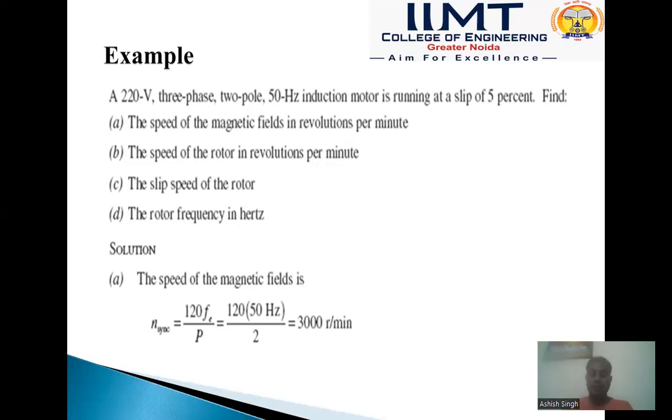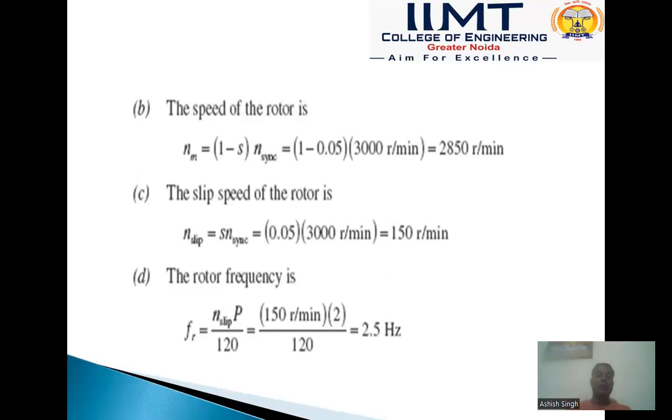After computing this value, we have to calculate the speed of the rotor in revolution per minute. We know that the formula for speed of the motor equals (1 minus s) into Ns. We have the value of s, that is 0.05. After putting this value, we get the value of motor speed, that is 2850 rpm, revolution per minute.